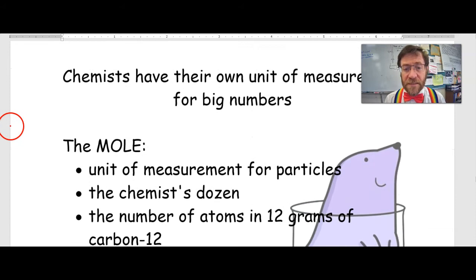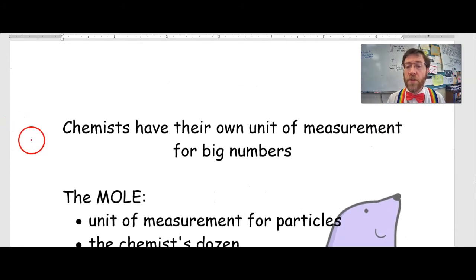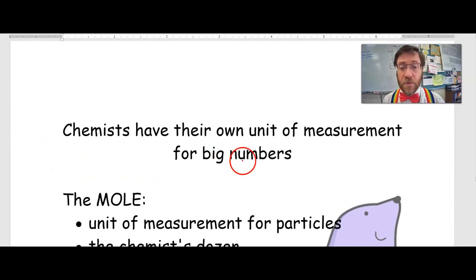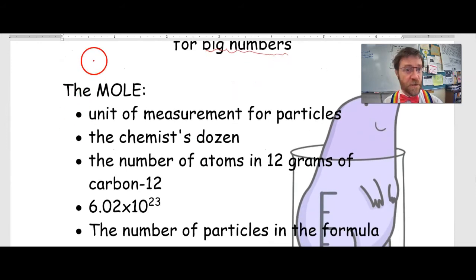So we have done this. We have come up with our own unit of measurement, and this is a unit of measurement for really, really big numbers. And we need really big numbers because we have to measure atoms and molecules in huge quantities at a time, because these things are so unbelievably small. It boggles the mind how small atoms and molecules actually are. And that unit of measurement that we love so much is the mole.